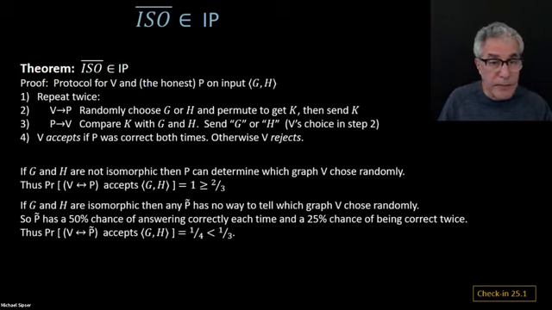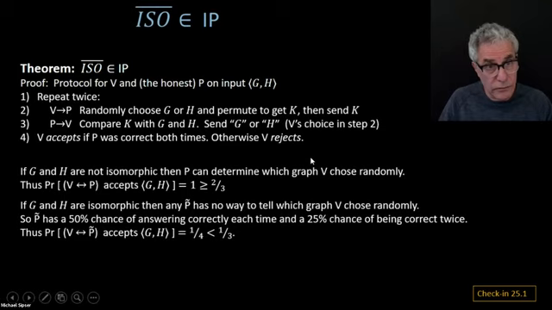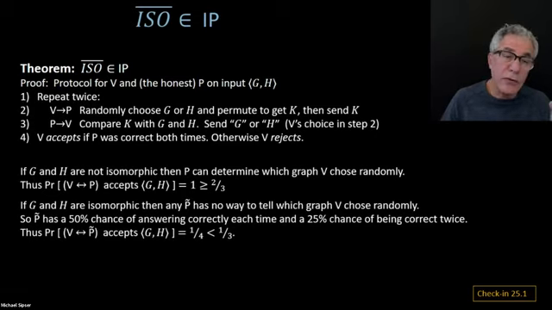Somebody's asking if the prover is identifying G or H by brute force. Yes, the prover is going to use its unlimited capabilities to determine, given K, whether it came from G or H. The computational cost of the prover is irrelevant for this. It's just like when we think about a certificate for satisfiability. We don't talk about the cost of finding that certificate for NP. For IP, again, we don't talk about the cost of the prover running.